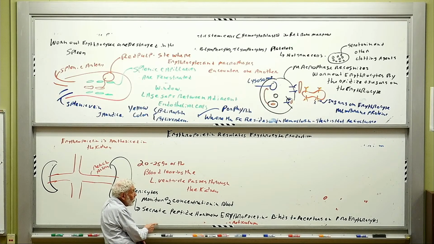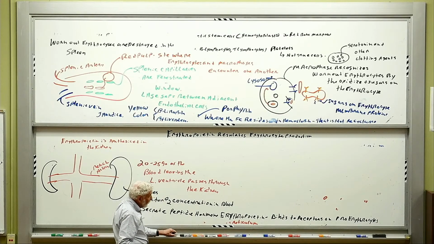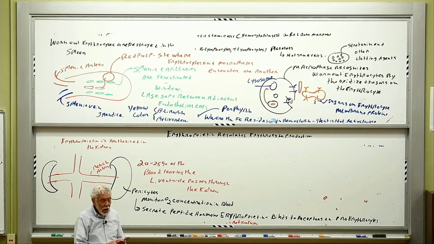So this is a control mechanism for regulating hematocrit. It regulates the number of erythrocytes. Let's take a break, and I'll come back and tell you the story of erythropoietin and how it has a sort of an athletic history.